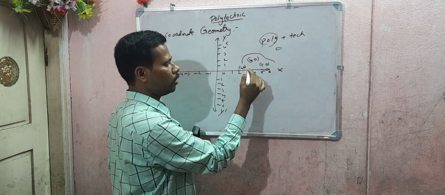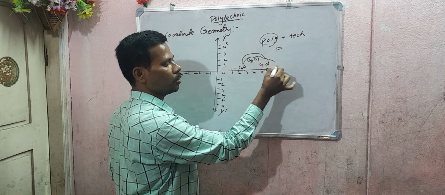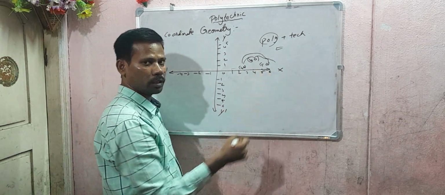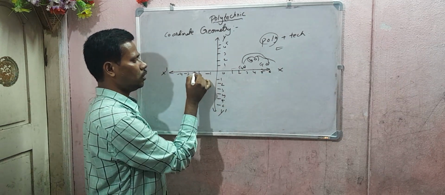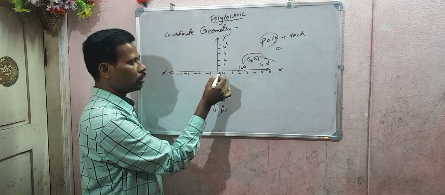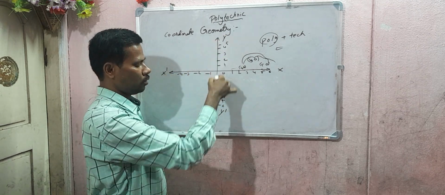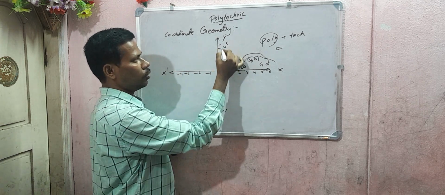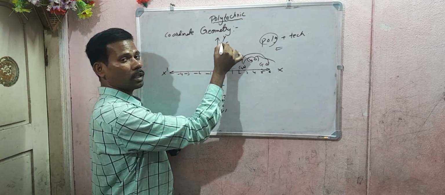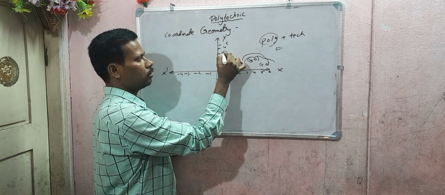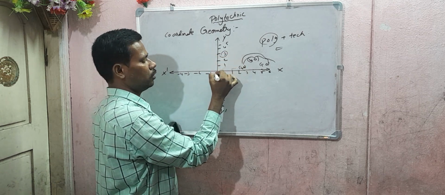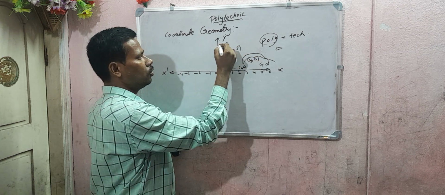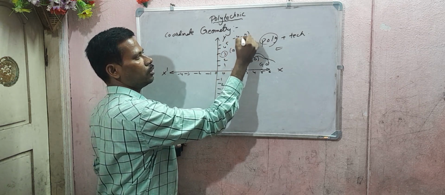Observe carefully: on the x-axis, the y coordinate is 0. Next, in the same way, the same follows. On the x-axis, the y coordinate is 0. Let us concentrate on the y-axis. Here the y coordinate is 3, and x is not there, so x is 0. X is 0, y coordinate is 3. Here x is minus 4, y coordinate is 0.